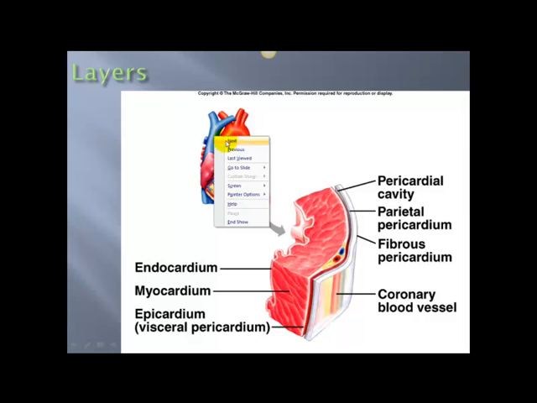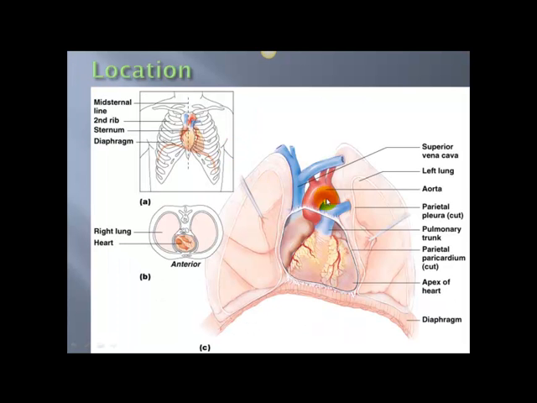It does have some coverings. Take a look real quickly here. These coverings, or the sac around the heart, are called the pericardial sac. There is a parietal pericardium, which is a layer that surrounds the heart, doesn't actually touch it. And then there's the visceral pericardium that actually touches the heart. So in between those two layers, the visceral on top of the heart and the parietal, is a serous fluid, kind of the fluid around the heart.